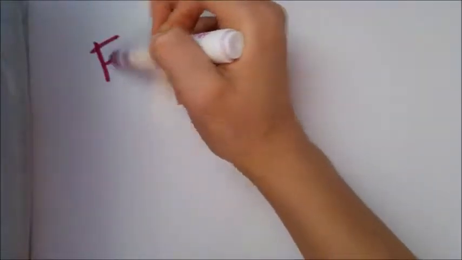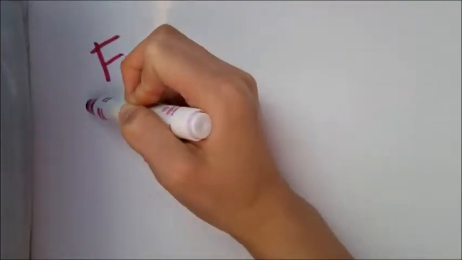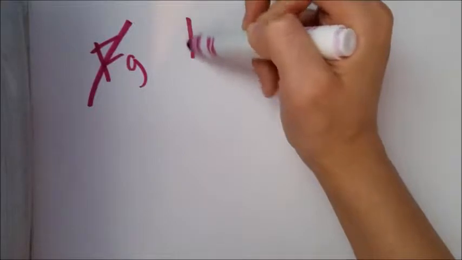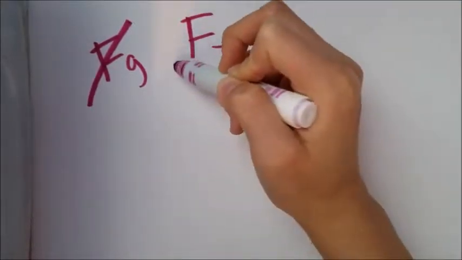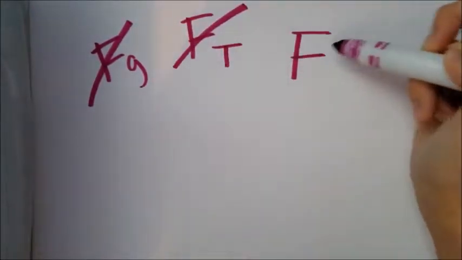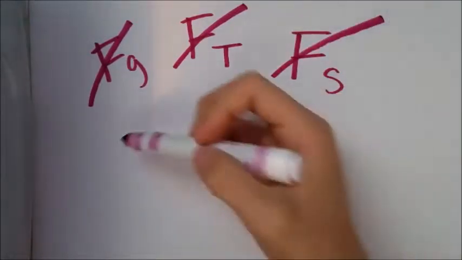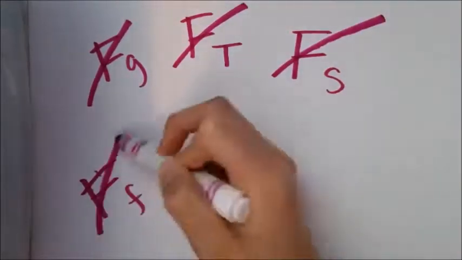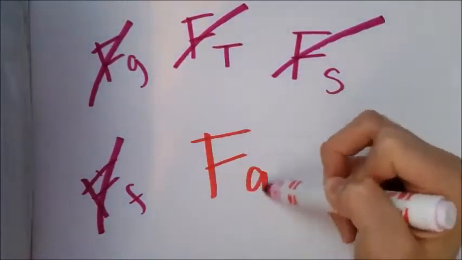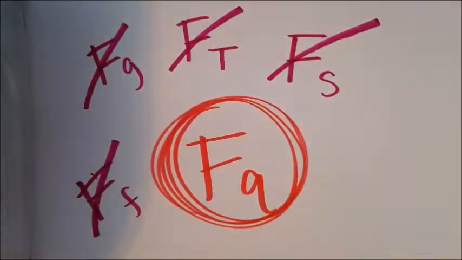It can't be force of gravity because two magnets on a flat table will move together. It can't be force of tension because there's nothing holding the magnets back or together. It can't be force of spring because there's no spring. And it can't be force of friction because the magnets aren't sliding past each other. The force at play here is called the electrostatic force.